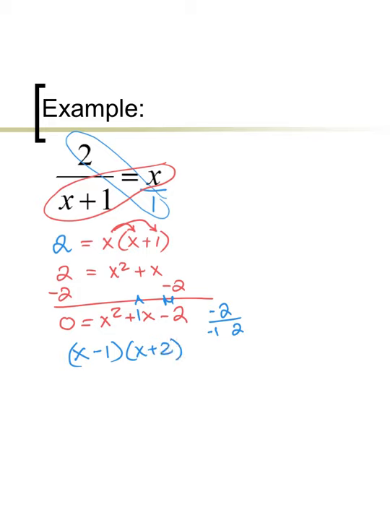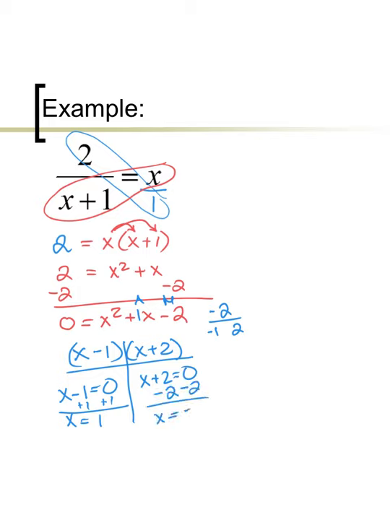Again, because I'm solving, now I have to set each equation equal to 0. If I add 1, I get x equals 1 here. And here, if I set this factor equal to 0, I get x equals negative 2. So my answers are 1 and negative 2.